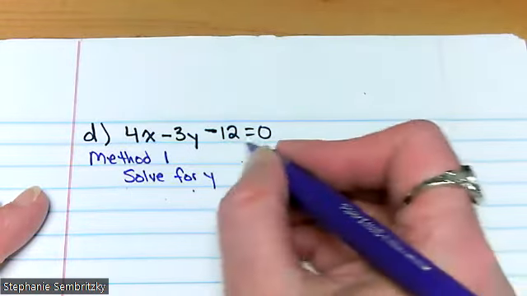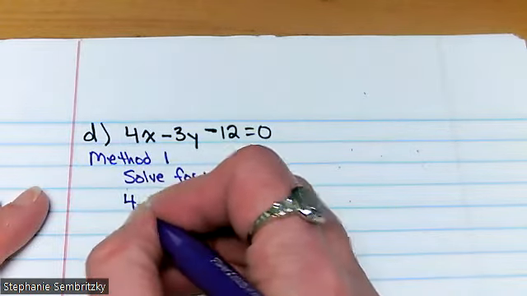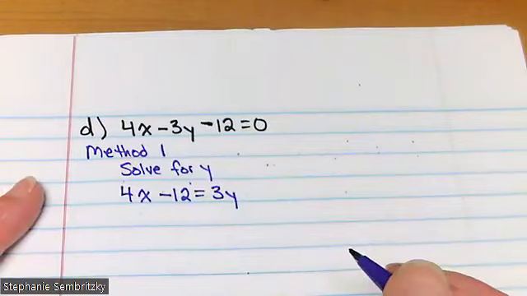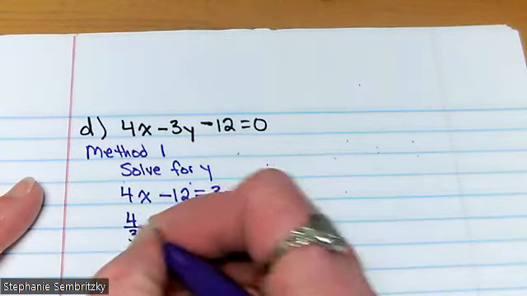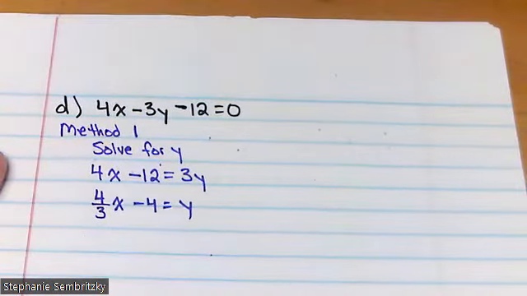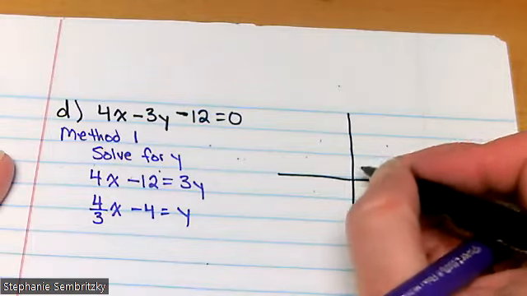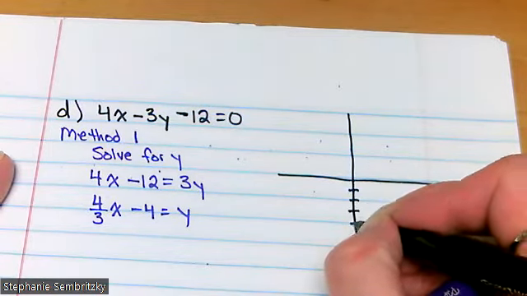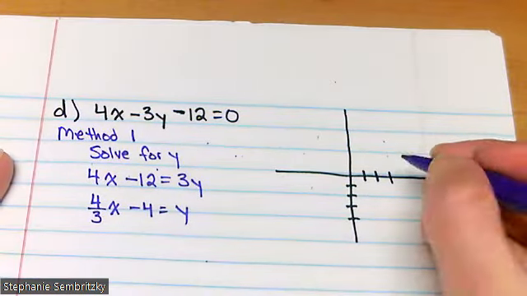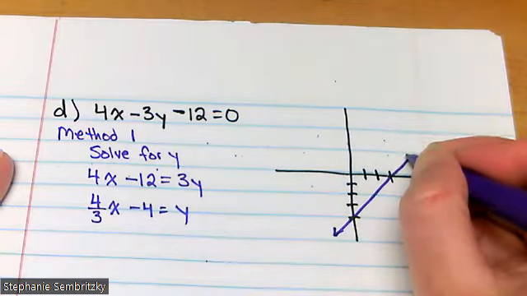So I would first maybe move the 12. Well, actually, I can move the 3y over. That would be fine. And then I'd have 3y. Divide by 3, and I have 4/3 x minus 4 equals y. That's method 1. And that is a fine method, except for if you end up with some ugly numbers and stuff. Sometimes it can get messy. That was up 4/3.